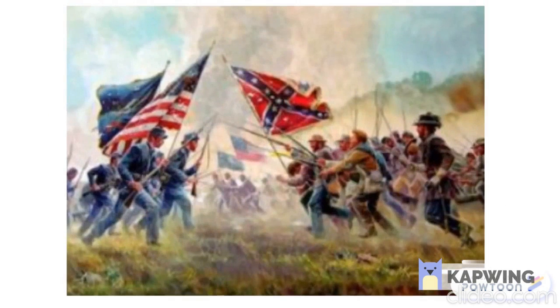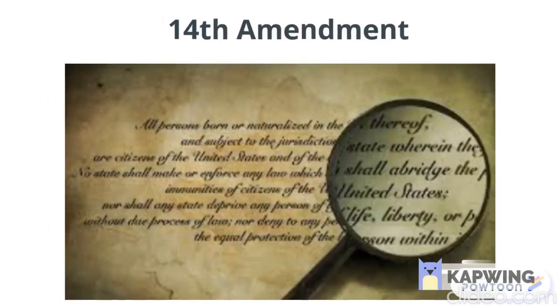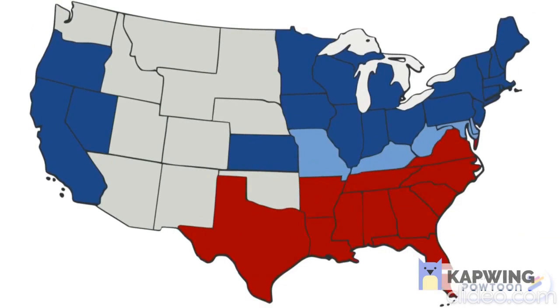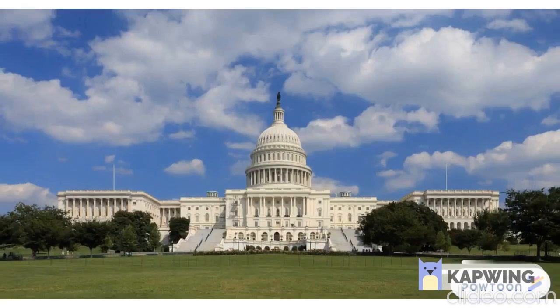So, after the Civil War, Congress passed the 14th Amendment, one of the Reconstruction Amendments, which extended liberties and rights granted by the Bill of Rights to former slaves. The Union forced former Confederate states to ratify this amendment in order to regain representation in Congress.